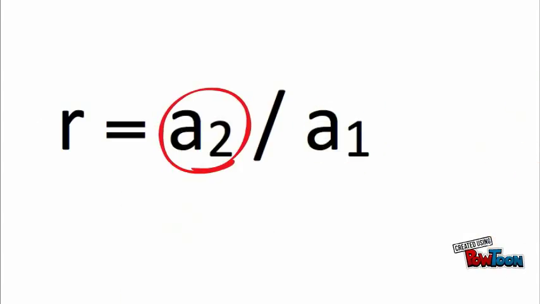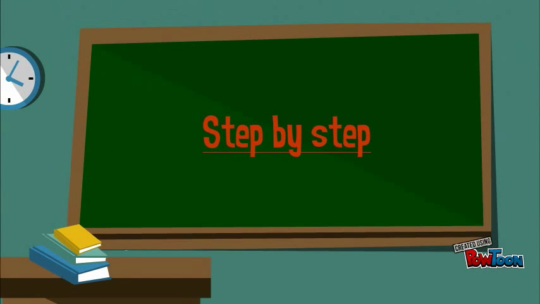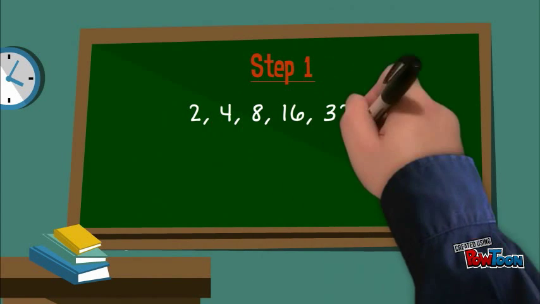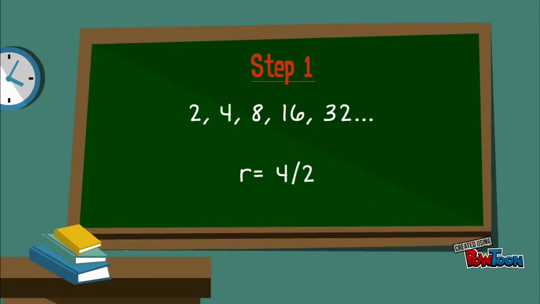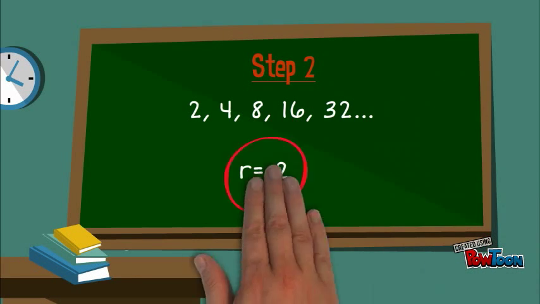Now, let's do an example of this formula. In the next sequence, we will first substitute the values. The second term will be 4 and the first term will be 2. Now that we have the formula substituted, we will solve it. The answer that we get is the number that each term is multiplied by, which is 2.